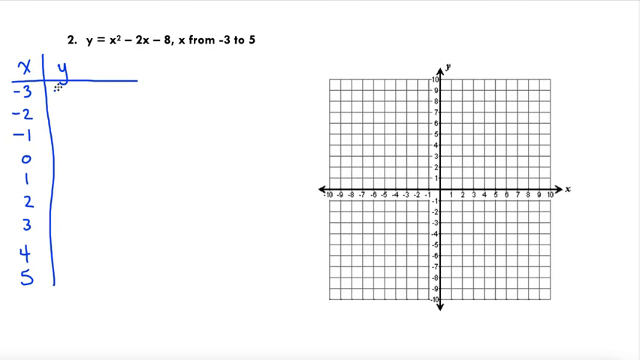So I have negative 3 squared minus 2 times negative 3 minus 8. That gives me 9 plus 6 minus 8. 9 plus 6 is 15, and 15 minus 8 is 7. Then I move on to the next one.